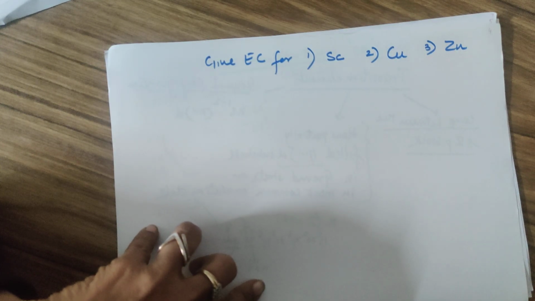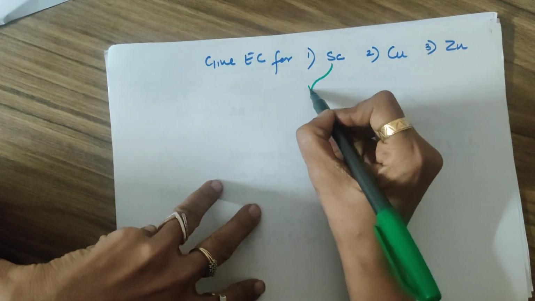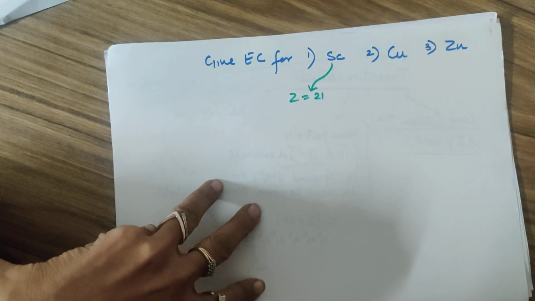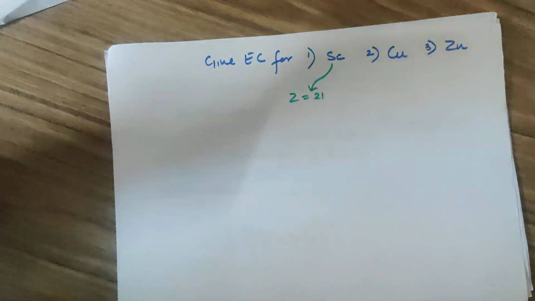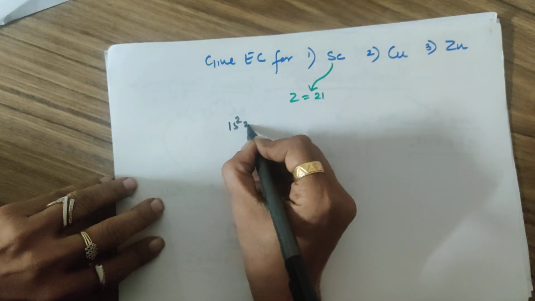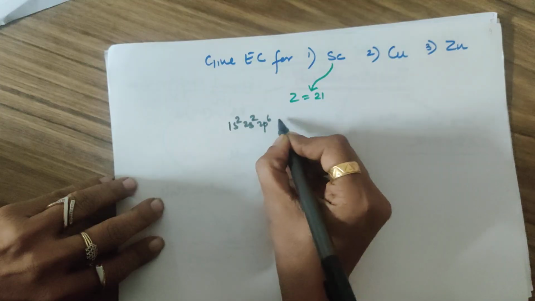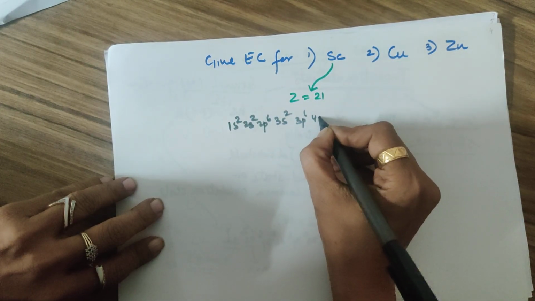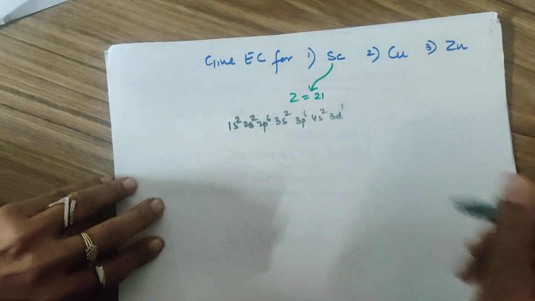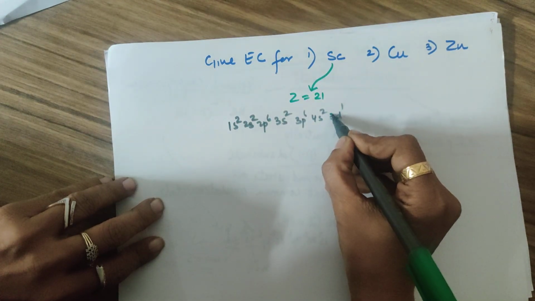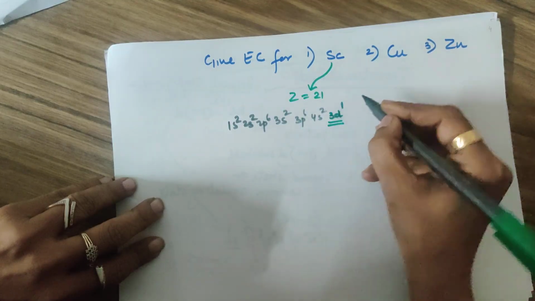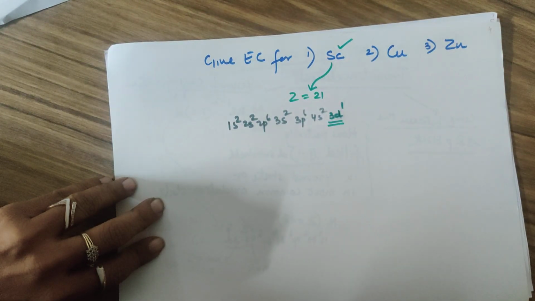Let's do a few more configurations. This has atomic number Z equal to 21. If I write the electronic configuration of this element, it would be 1s2, 2s2, 2p6, 3s2, 3p6, 4s2, 3d1. Now, the n-1 d subshell has a partially filled subshell in its ground state, so it is a transition element.